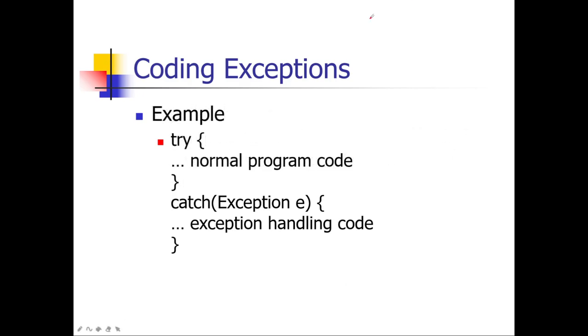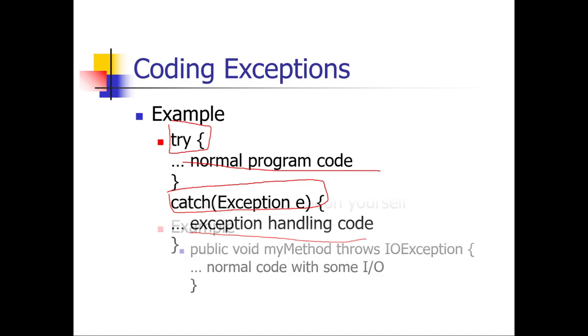And this is how a try-catch code looks. As in the examples, you have try, you have catch with exception E. Exception E is the exception that may occur. Here is the executable code, and this is the exception handling code.